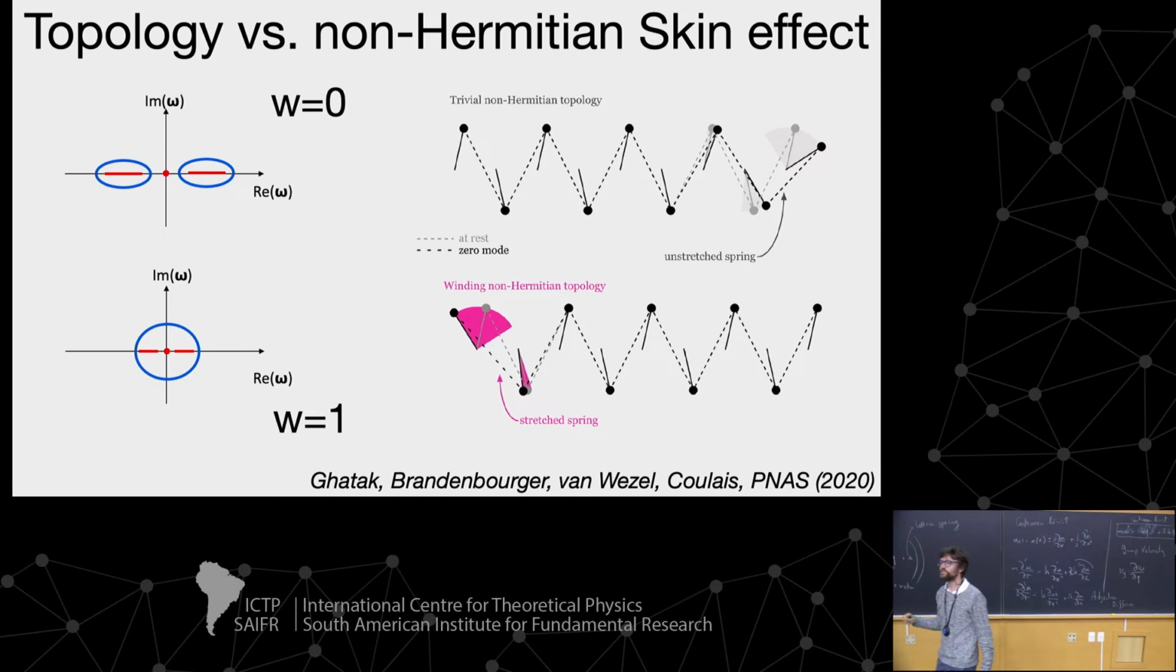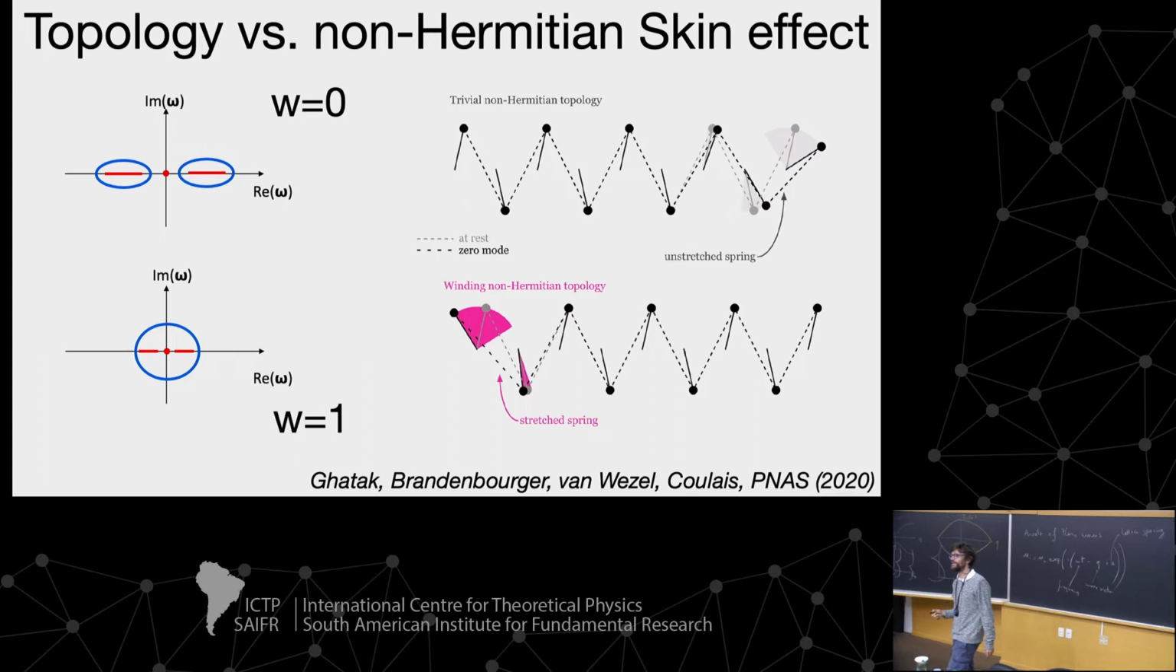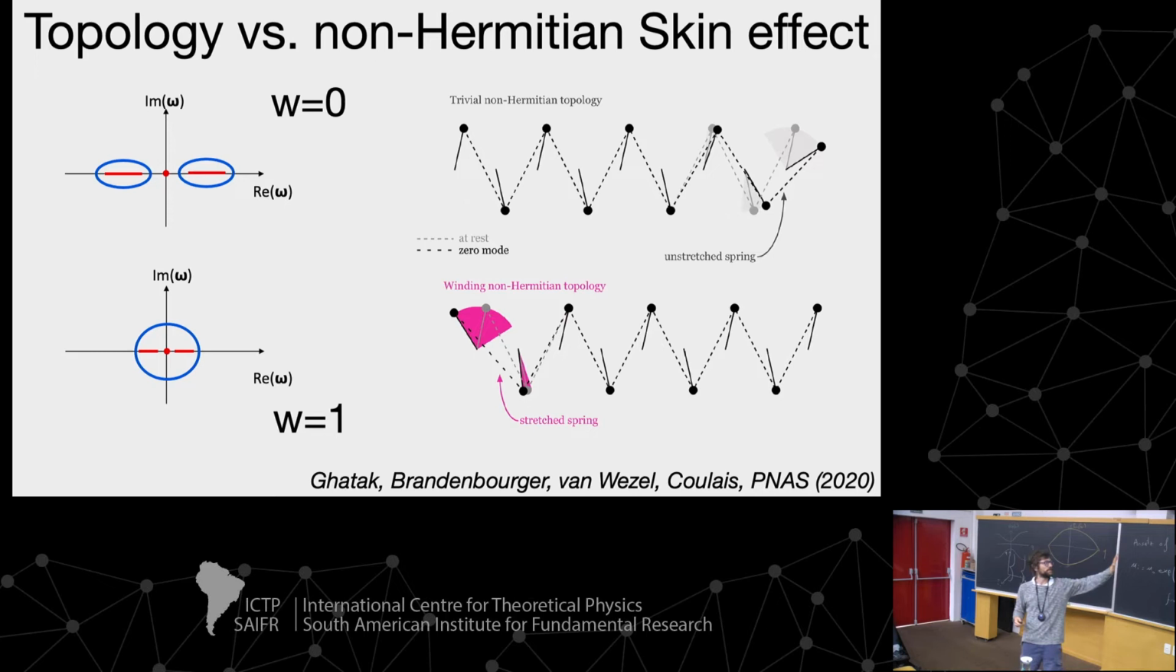Right? I call that the non-Hermitian skin effect because that's what people in the quantum community call it. I guess they call it that in analogy to the skin effect in electromagnetism, where the current sometimes localizes at the edge of a conductor. And here it's like a non-Hermitian version of it. All the modes also localize at the edge.